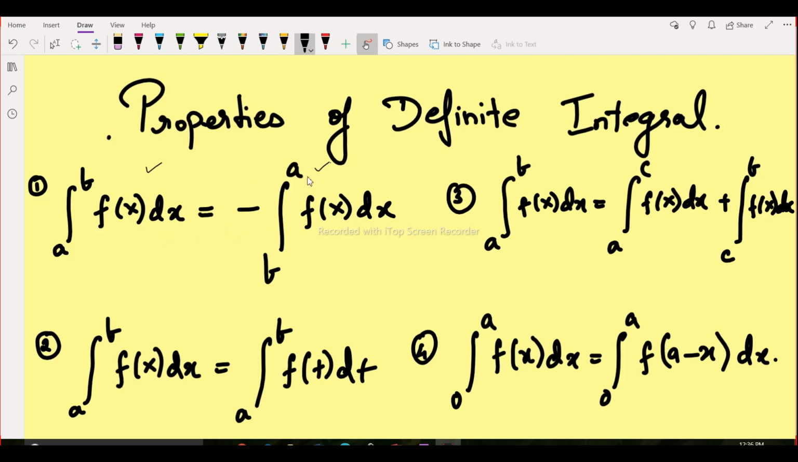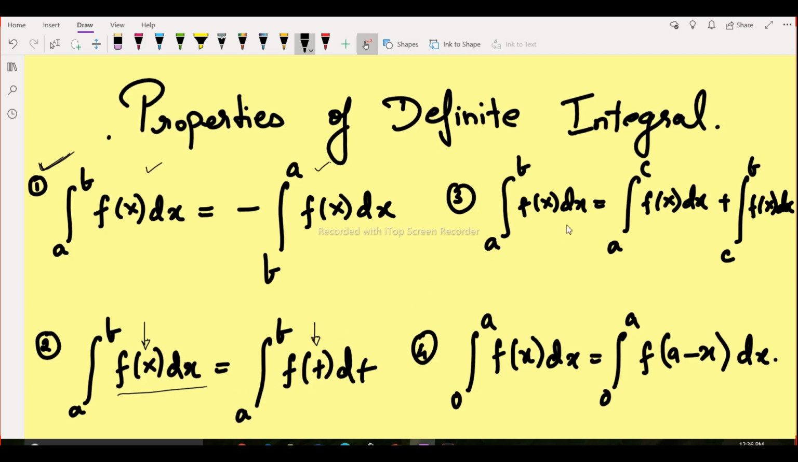Because of these properties, it makes definite integration more interesting to solve than indefinite. So this was the first property, which can be used in sums. The second one is wherein you just change the variable. In definite integration you get a definite answer, so the variable doesn't matter. If I find a to b f(x) dx, or a to b f(t) dt, the answer will be the same, because the variable has changed, but the answer will be the same.